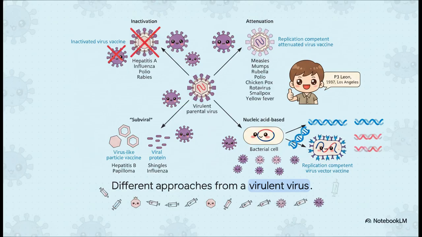Or they can go the subviral route down on the bottom left, creating a virus-like particle, or VLP. The HPV vaccine uses this trick. It takes a single viral protein that self-assembles into an empty shell. It looks exactly like the virus to your immune system, but there is absolutely zero genetic material inside.